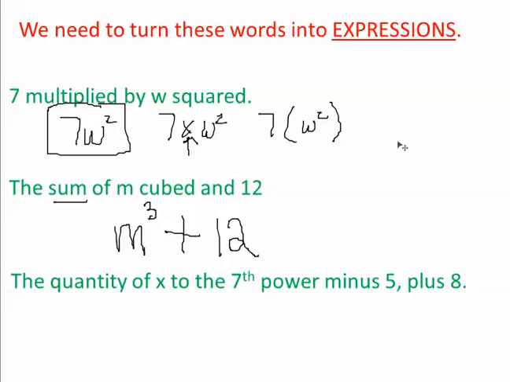Last one, the quantity of x to the 7th power minus 5 plus 8. Crazy. You remember this word? The quantity tells us we need parentheses. The quantity of what? The quantity of x to the 7th power, okay, x to the 7th power, minus 5. That's my quantity. And then plus 8. Like that? Not too bad, right?